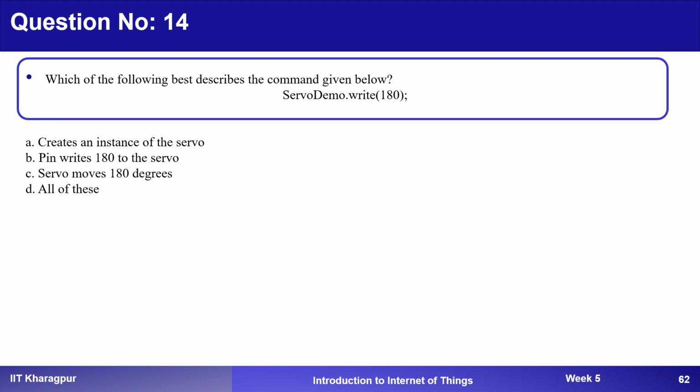Next question is, which of the following best describes the command given below? The command is servo demo write 180. The options are creates an instance of the servo, pin writes 180 to the servo, servo moves 180 degrees, and the last one is all of these. The correct option for this is it moves the servo by 180 degrees.